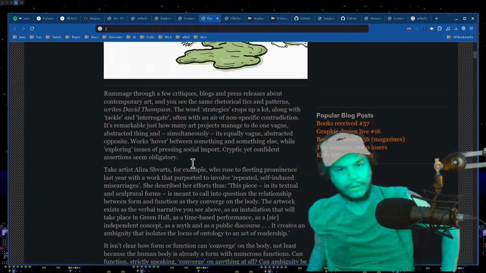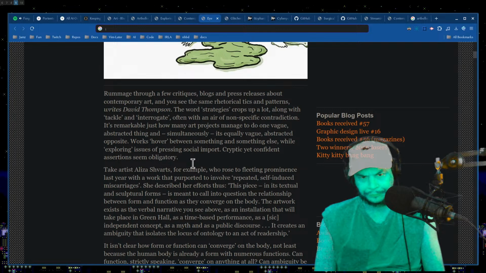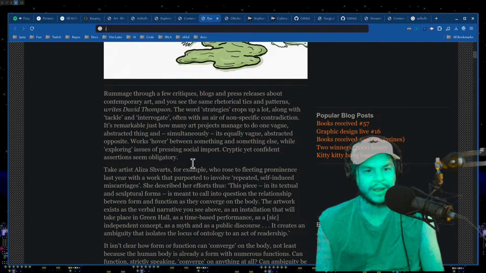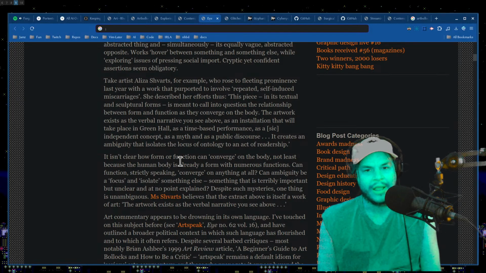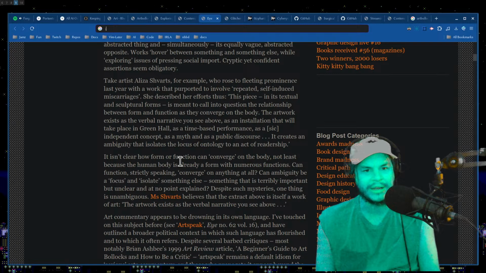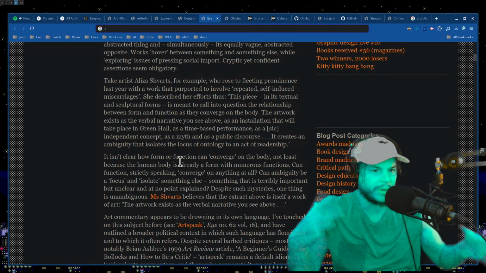Oh, boy. Rummage through a few critiques in blogs and press releases about contemporary art, and you'll see the same rhetorical tics and patterns, writes David Thompson. The word strategies crops up a lot, along with tackle, interrogate, often with an air of non-specific contradiction. It's just remarkable how many art projects manage to do one vague, abstracted thing, and simultaneously its equally vague, abstracted opposite. Works hover between something and something else while exploring issues of pressing social import. Cryptic yet confident assertions seem obligatory. Take artist Aliza Schwartz, for example, who rose to fleeting prominence last year with a work that purported to involve repeated self-induced miscarriages. She described her efforts thus: this piece, in its textual and sculptural forms, is meant to call into question the relationship between form and function as they converge on the body. The artwork exists as a verbal narrative you see above, as an installation that will take place in Green Hall, a time-based performance, as an independent concept, as a myth, as a public discourse. It creates an ambiguity that isolates the locus of ontology to an act of readership. I've been looking for art that actually creates ambiguity while still isolating the locus of ontology to an act of readership. So that's what I've been looking for.